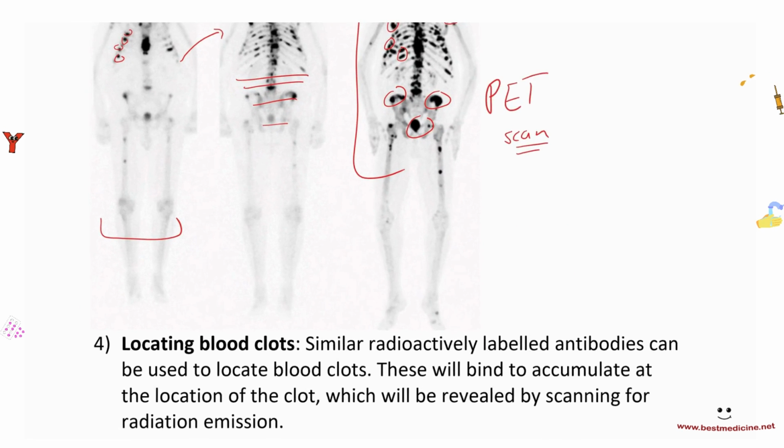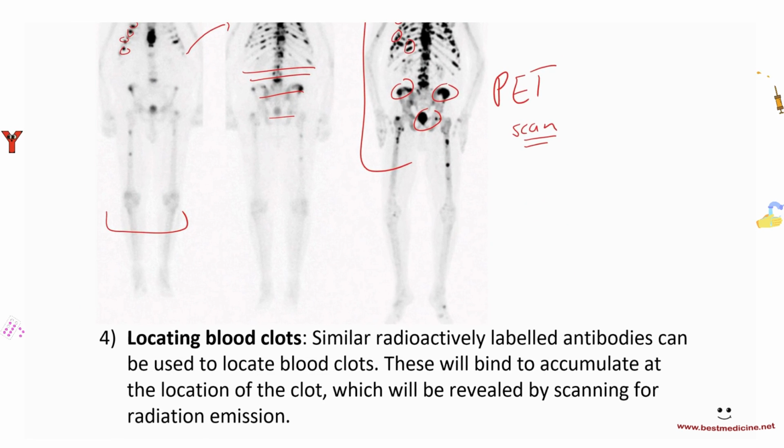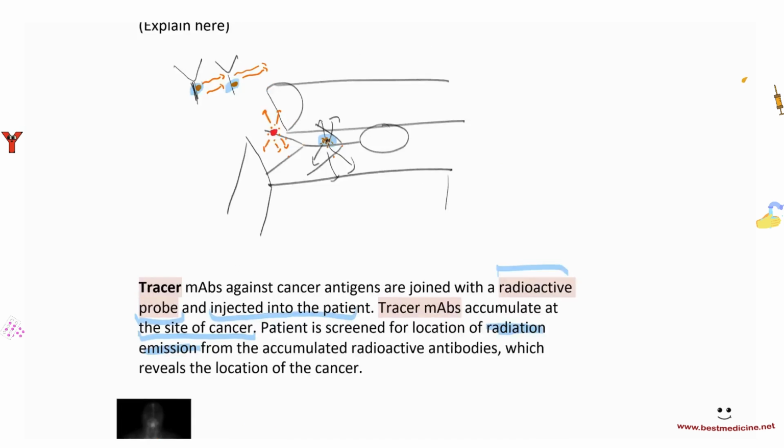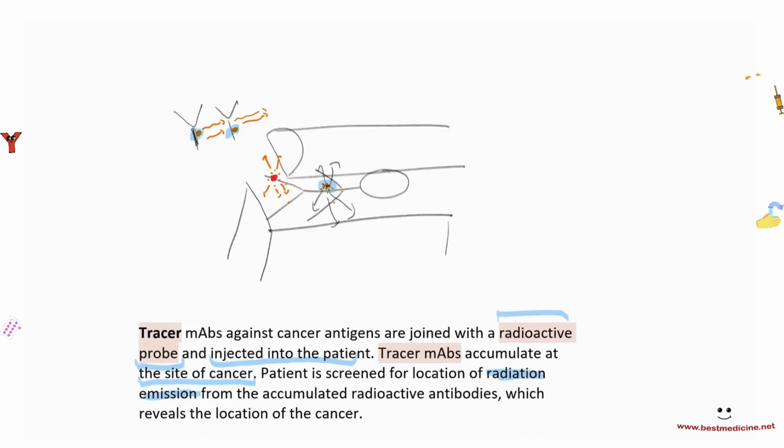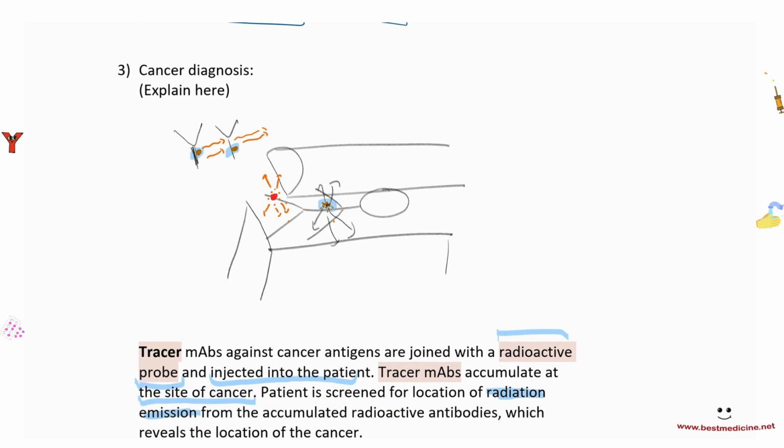Locating blood clots. Similar radioactively labeled antibodies can be used to locate blood clots. Instead of locating cancers, you just make antibodies that are complementary to blood clots and send them into the individual. So this will bind and accumulate at the location of the clot, which will be revealed by scanning for radiation emission. Very, very simple. All this is very simple. So I hope you guys can review this a couple of times to help store this into memory before you go into the exam practice and the questions practice.